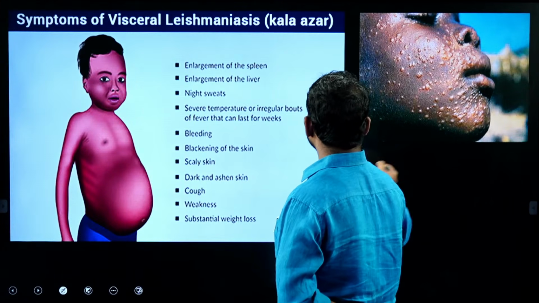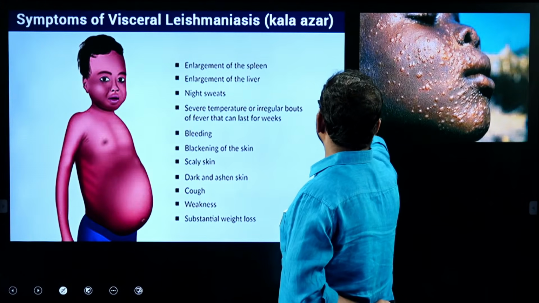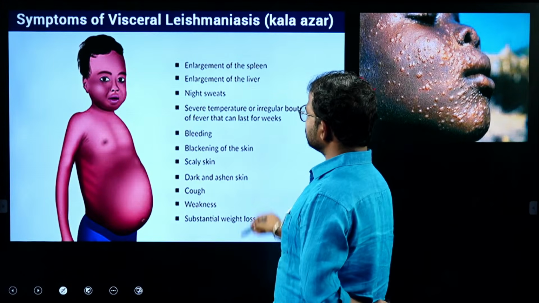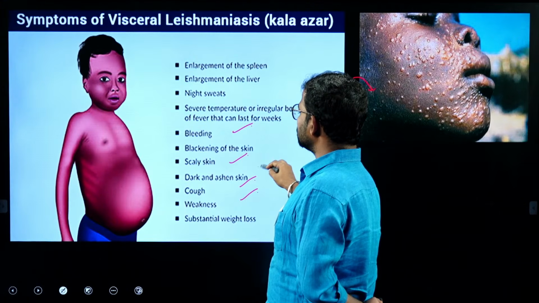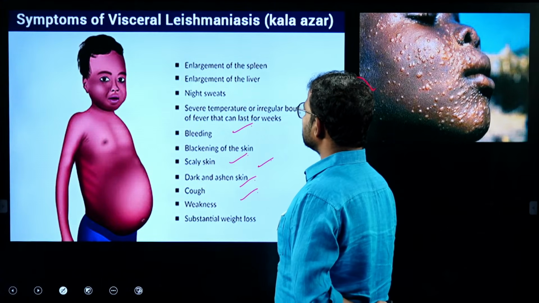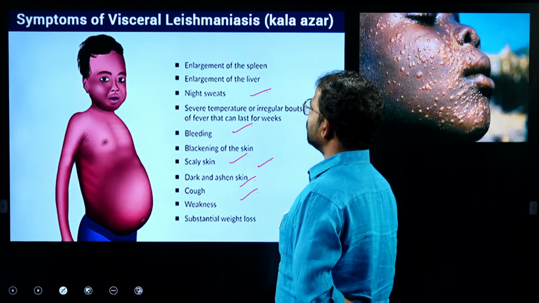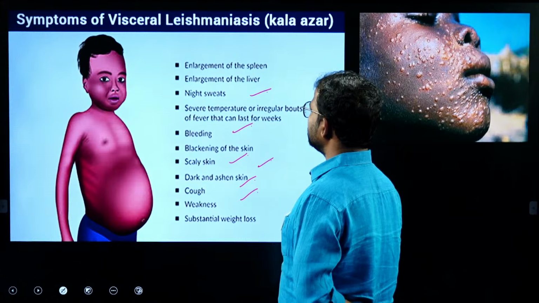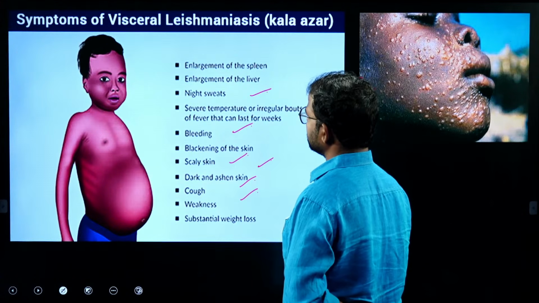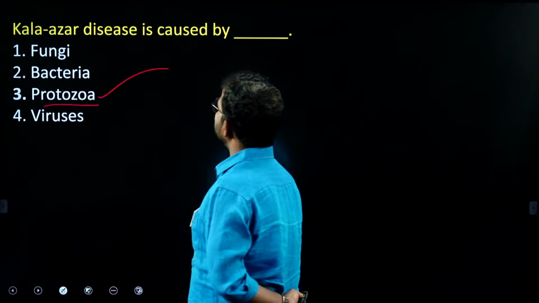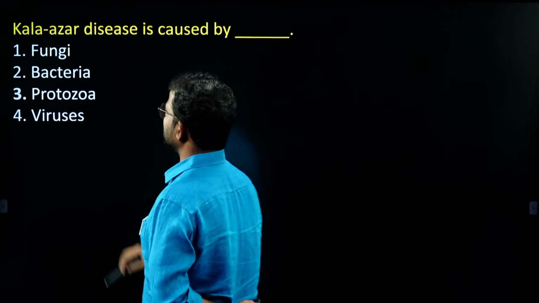These are the symptoms, guys. The skin looks like this. Kala Azar symptoms include bleeding, scaly skin, cough, weakness, darkened ashen skin, night sweats, enlargement of the liver and spleen. These are the major symptoms of Kala Azar. Of course, it is majorly caused by protozoa. Option 3 only.